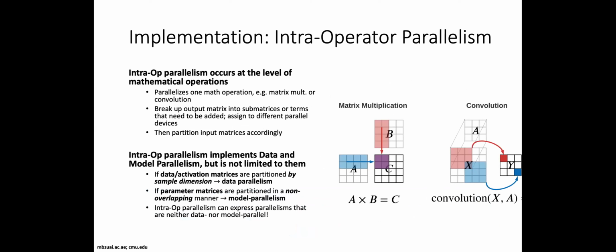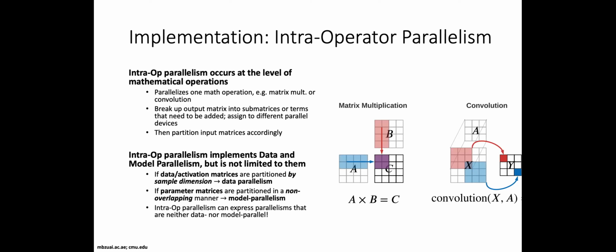So it basically occurs at the level of mathematical operations, and you take a single math operation, say a matrix multiplication or convolution, and you break that up into sub-matrices or terms that will either need to be assigned to different parallel devices or need to be added or reduced together in some fashion. And then based on how you partition the output, you partition the inputs accordingly so that every GPU device has all the necessary inputs to compute its fragment of the output.